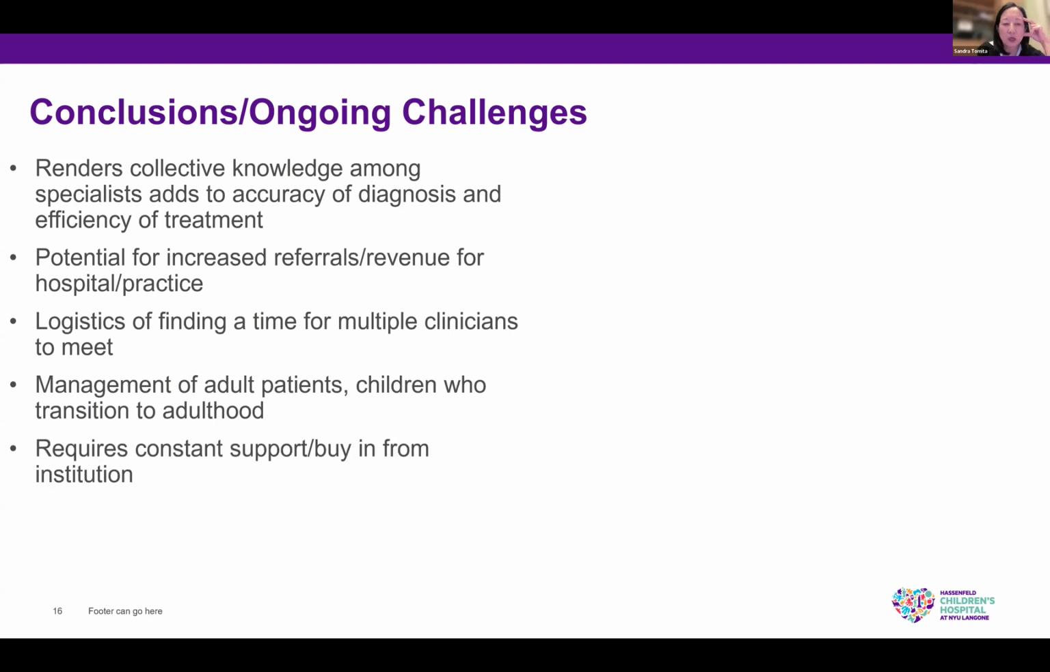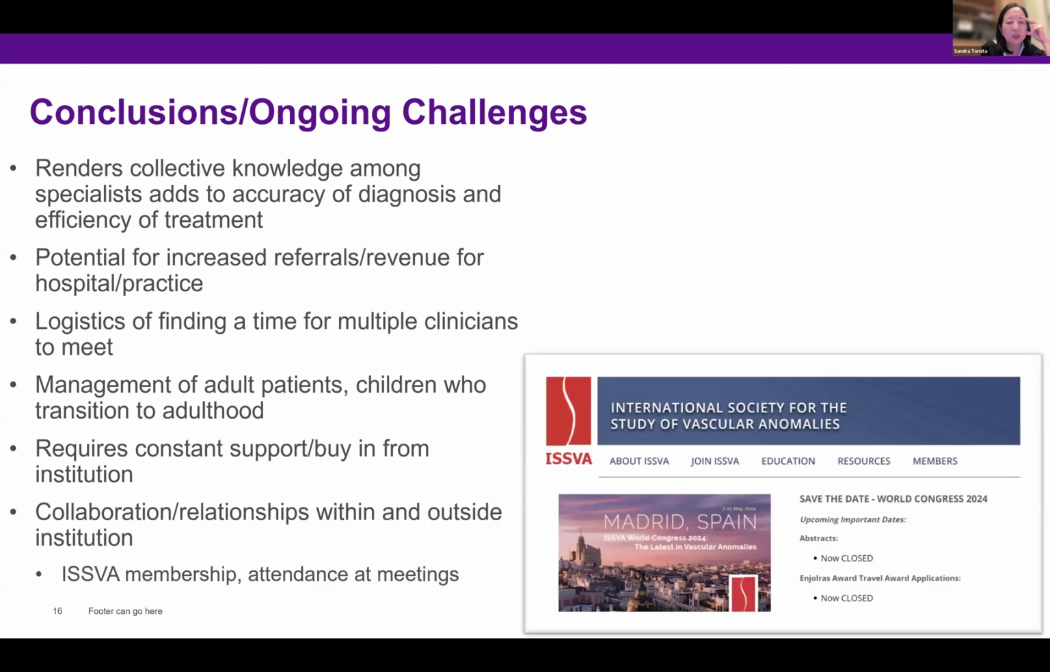It does require constant support and buy-in from your institution, and the collaboration and relationships within and outside your institution are really important. And one way to start is through an ISSVA membership.